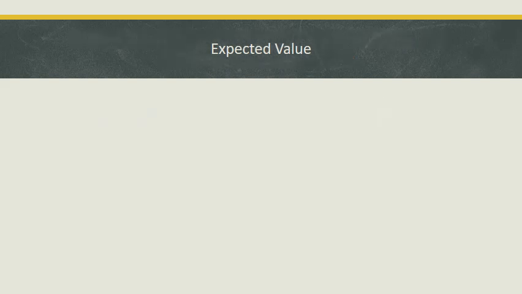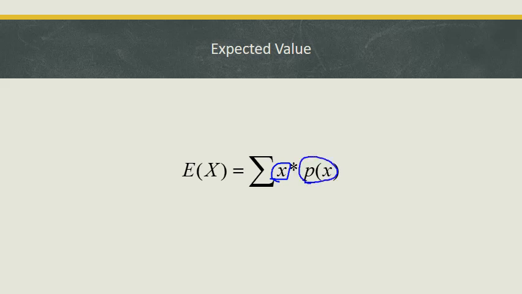We'll start with the expected value. It has a fairly simple formula. You multiply each possible outcome, x, by its probability, and then add it all up. The more savvy students might recognize this as a weighted average, where the probabilities are the weights. But this isn't necessary to appreciate the calculation.